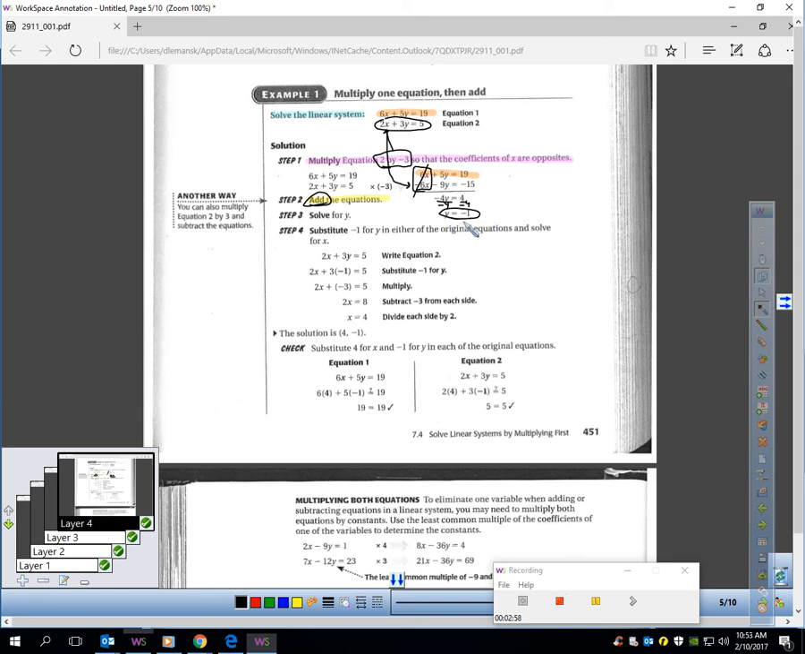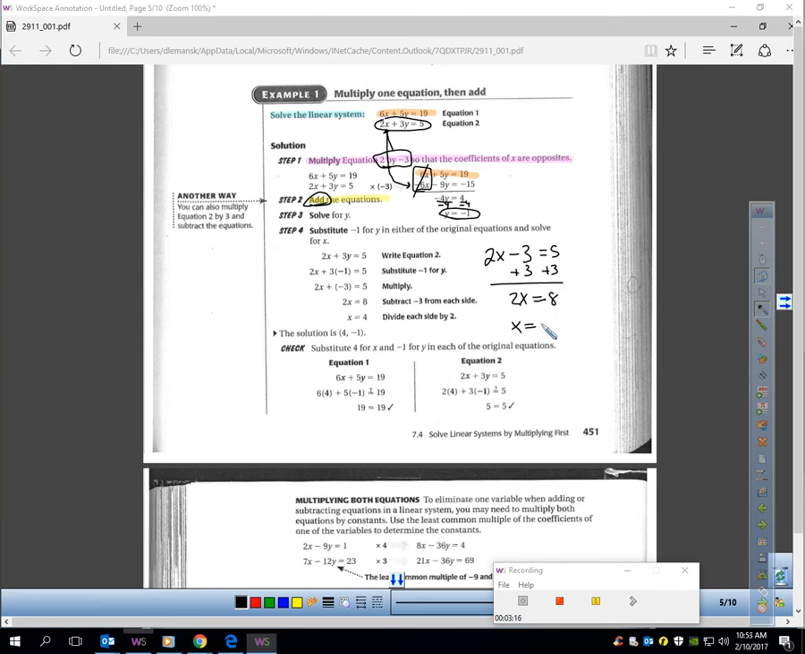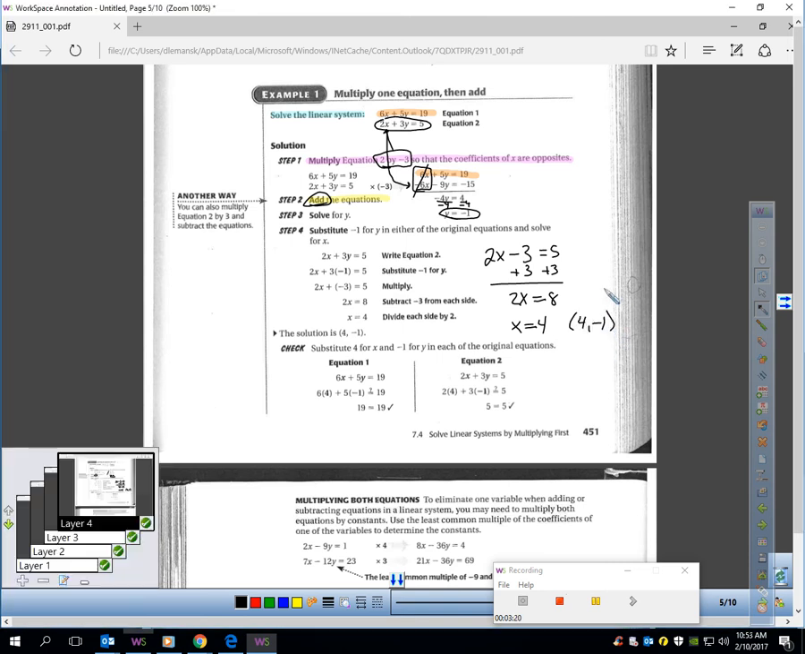And then I can pick whatever equation I think is easiest. I think that original equation here looked easy. I'll do 2x, 3 times negative 1 is negative 3, minus 3 equals 5. I can add 3. 2x would equal 8, which means x equals 4. My ordered pair should be 4, negative 1.